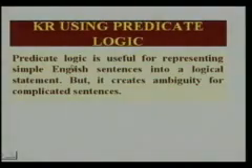And the last example I wanted to talk about is predicate logic, another such technique which is used quite extensively for representation of knowledge. Now what is predicate logic? Predicate logic is useful for representing simple English sentences. It can also be used to convert them into logical statements, but it creates ambiguity for complicated sentences. So this is also used quite extensively for natural language representation.